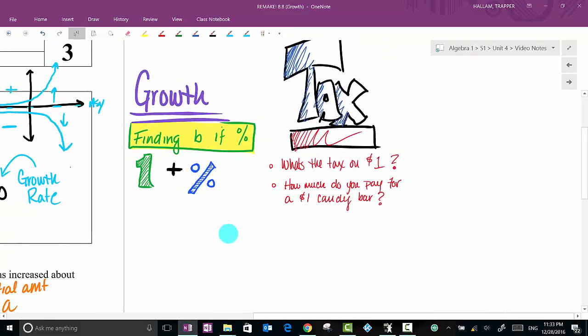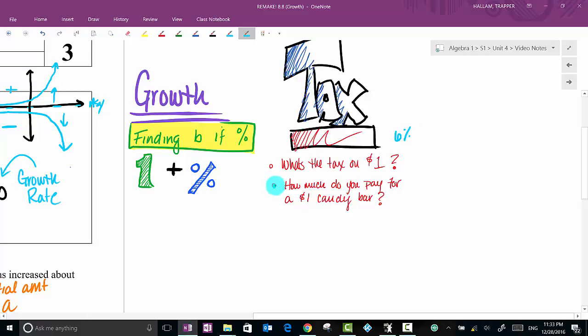What does that mean? Well, let's examine this question that I've written out for us. What's the tax on $1? At least in the state of Michigan, that is, right? Sales tax in Michigan is 6%. So what is the tax? What would you pay on an item that's $1?